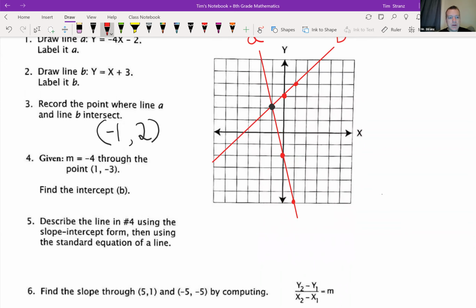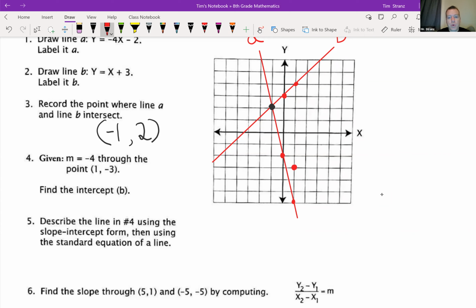So given m equals negative 4, and we know m, because in our slope-intercept y equals mx plus b, m is going to be our slope. All right, so it's saying if our slope is negative 4 through the point 1, negative 3. So first I'm going to plot this point, 1, negative 3. So I'm going to go over 1, I'm going to go down 1, 2, 3. Okay, there's my point right there.